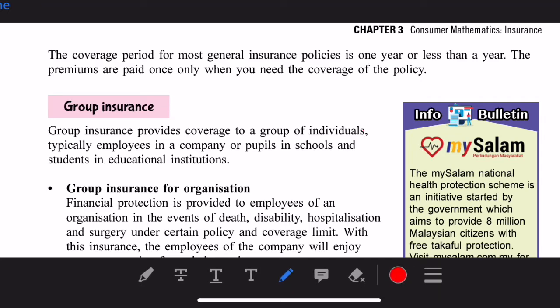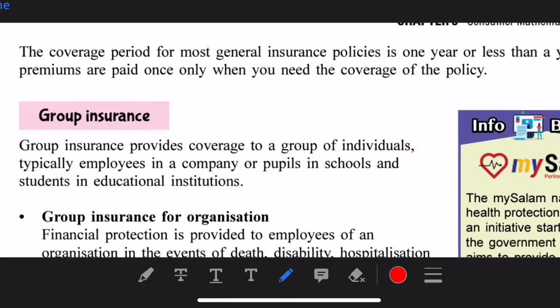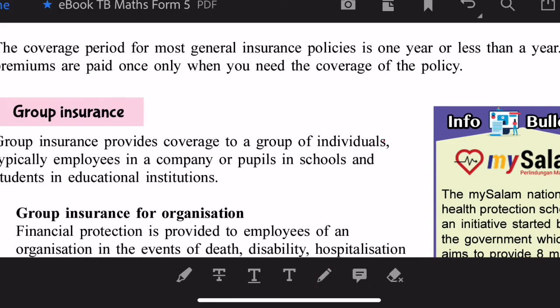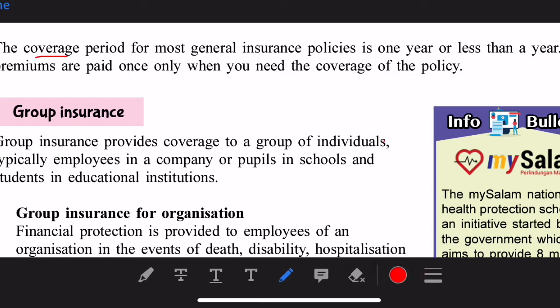Alright, so the coverage period. The coverage period for most of the general insurance policies is 1 year or less than a year. The premiums are paid once only, when you need the coverage of the policy.